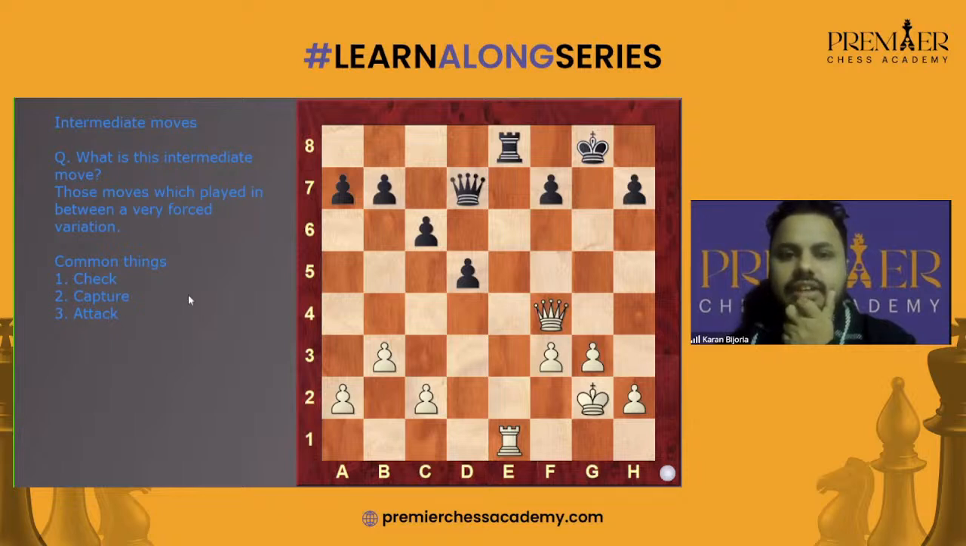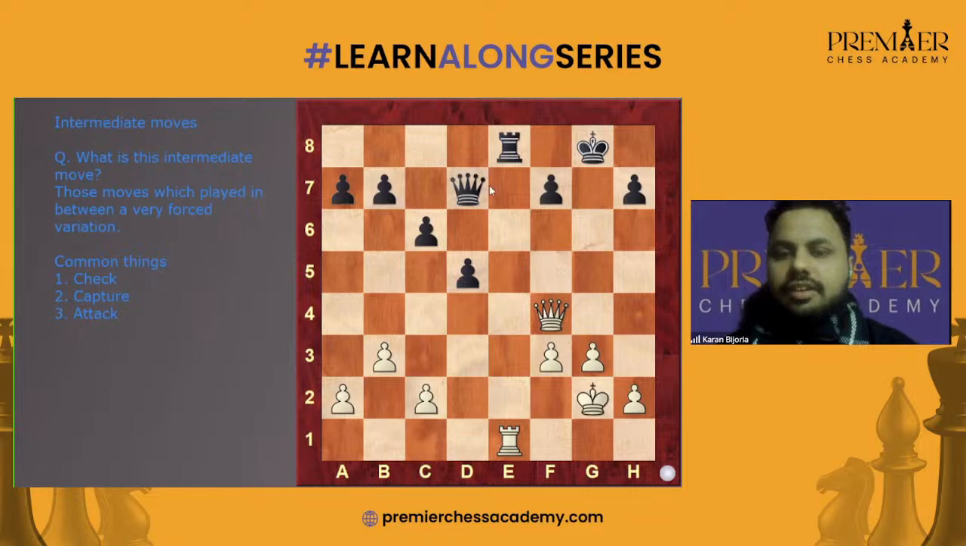Can you see any captures? So we can see some captures. Okay. We can see some captures, but there is no advantage in it. Okay, so checks and captures are not working for you. Can you do some attack? Okay, so we can do some attack. Let's see some attacks. For the attacks, the best piece is the unprotected piece. Who is unprotected? The queen.